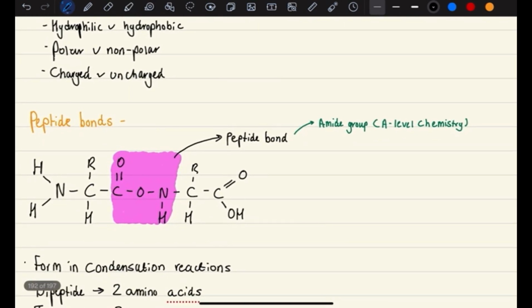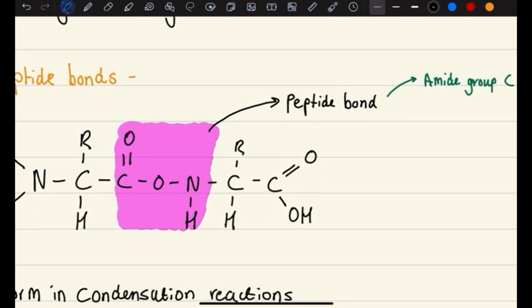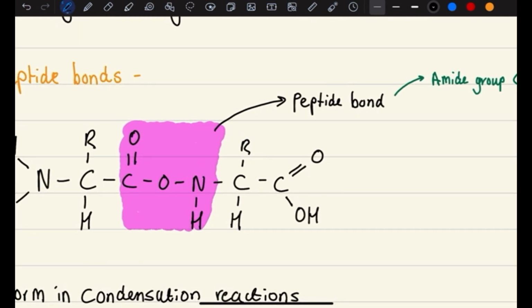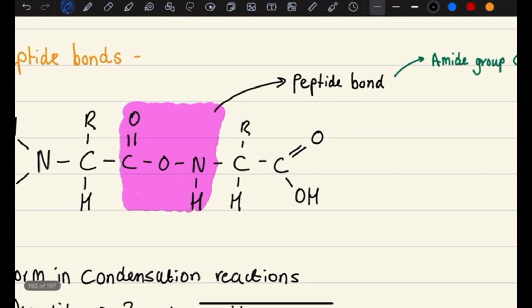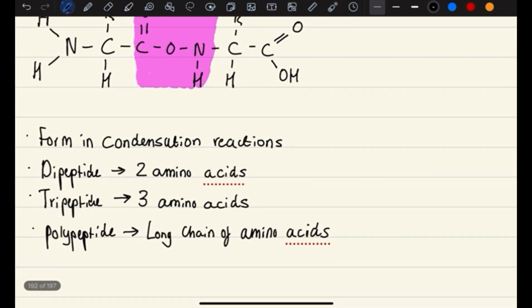Yep, cool. What you also need to know is that to join your amino acids, we have a peptide bond. If you are doing A-level chemistry, you will also know this as an amide group. That is the year 13 topic. But you can see here the carboxyl group interacts with the amine group, forming this bond that we have highlighted in purple. And that's what we call a dipeptide. So two amino acids joined together. As you could imagine, tripeptide, 3 amino acids joined together, polypeptide, multiple.